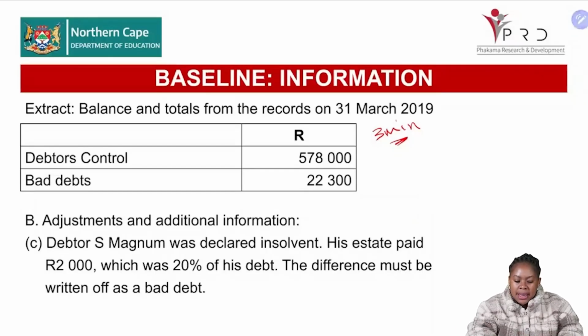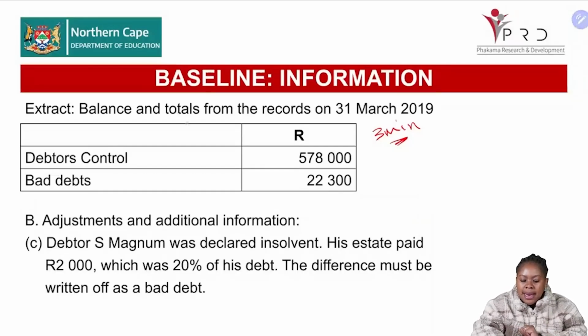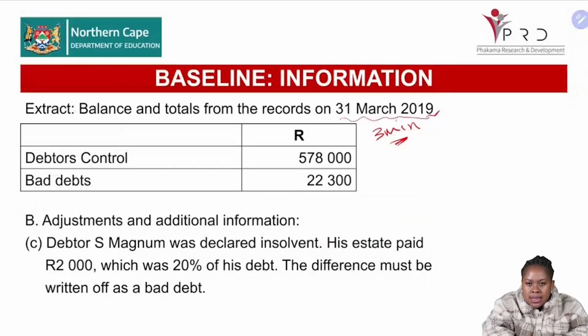Welcome back, grade 12s. Now, let's quickly analyze the information that we have before us. It says there the balance and totals of 31 March 2019. They gave us our trial balance or the balances and totals list. We are dealing with a bad debts transaction. The reason why I'm showing the debtors control and the bad debts is because when you are dealing with the debtors control, these are people that still owe us, so this is an asset. And then the bad debts is an expense.